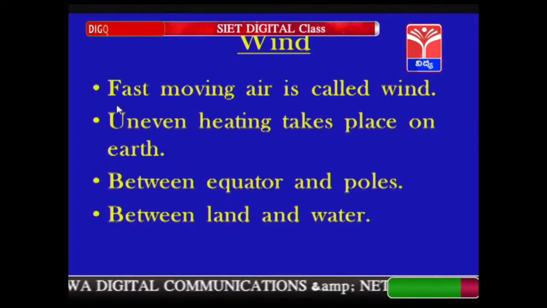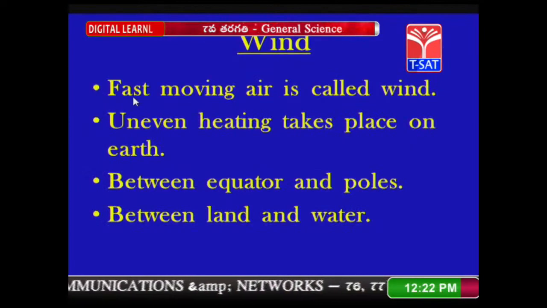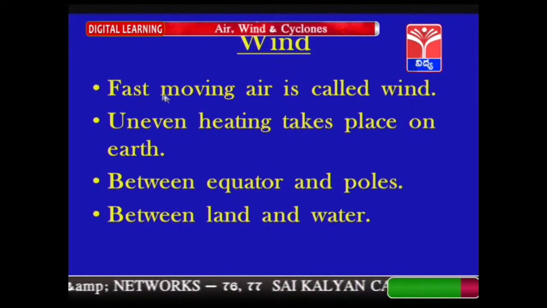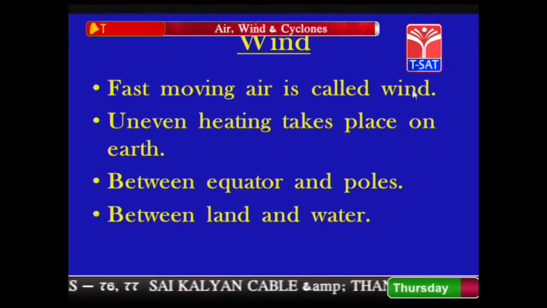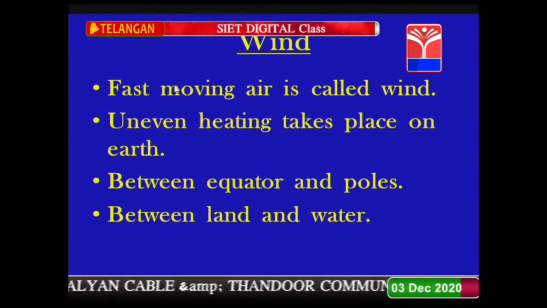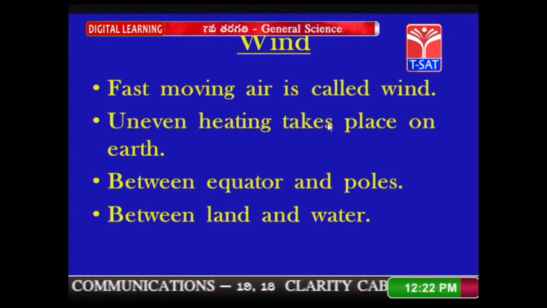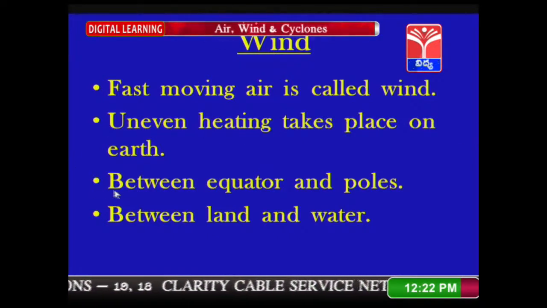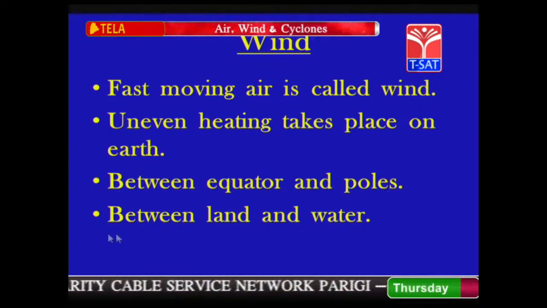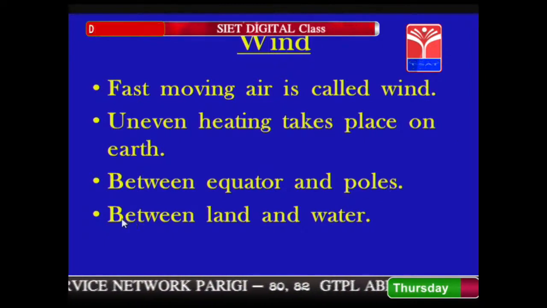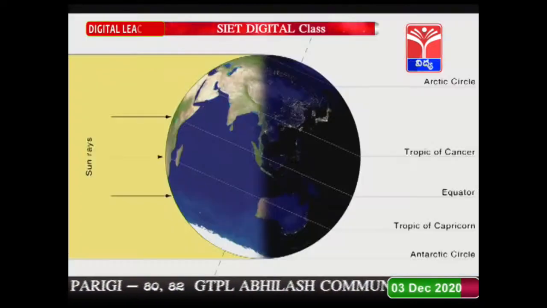So, just try to learn here. We will define what is wind. Fast moving air is called wind. What does the wind create? It creates uneven heating which is taking place on the earth between the equator and poles, and we also try to learn between the land and water. So, we will try to learn.